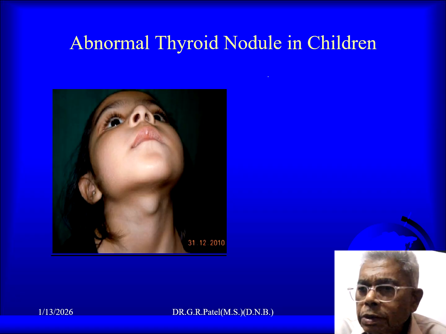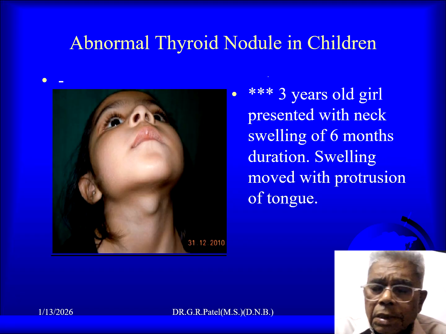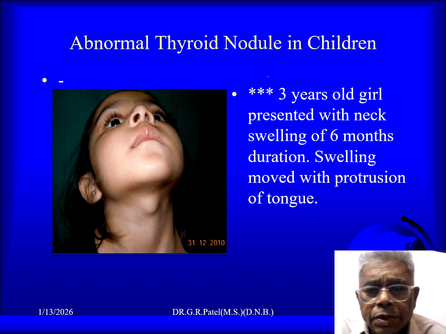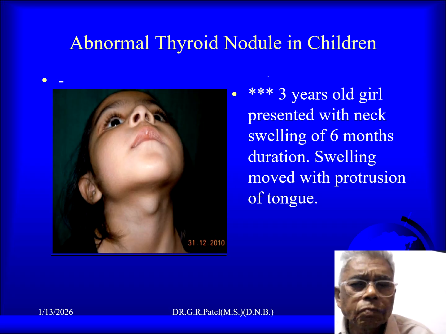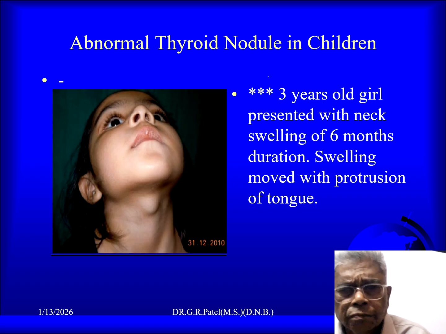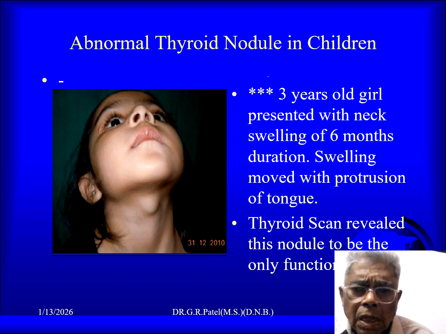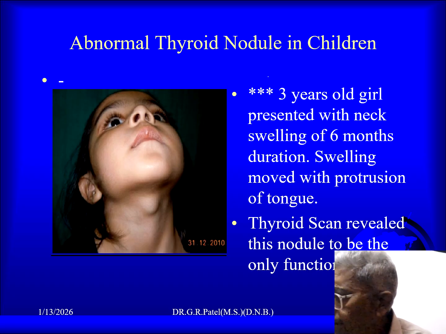Abnormal thyroid nodule in children. Again another patient. A 3-year-old girl presented with neck swelling of 6 month duration. Swelling moved with protrusion of the tongue. Thyroid scan revealed this nodule to be the only functioning nodule.